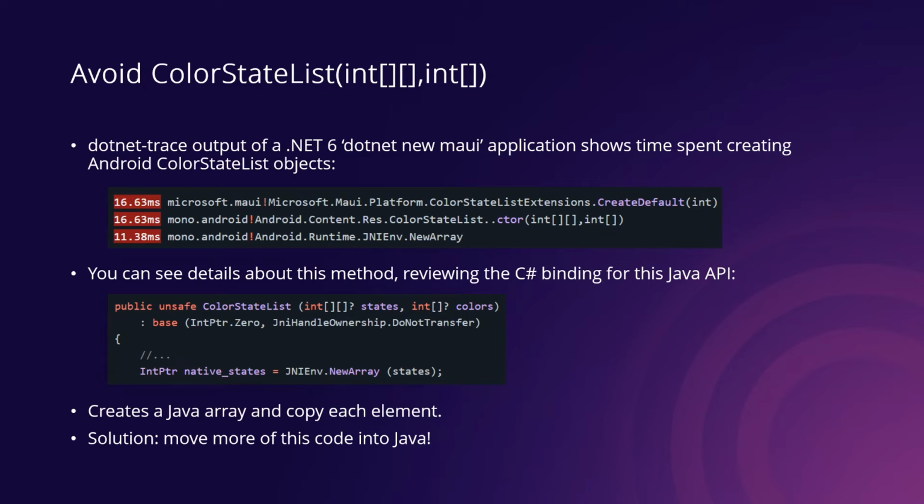And this is a noticeable thing in startup. In this trace here, it was like 17 milliseconds just of calling color state list. And so the solution for us in MAUI is that we can move the code into Java, right? MAUI has an Android Java project where we can put code in there, and then we can create our own internal APIs to make things faster when doing interop into Java.